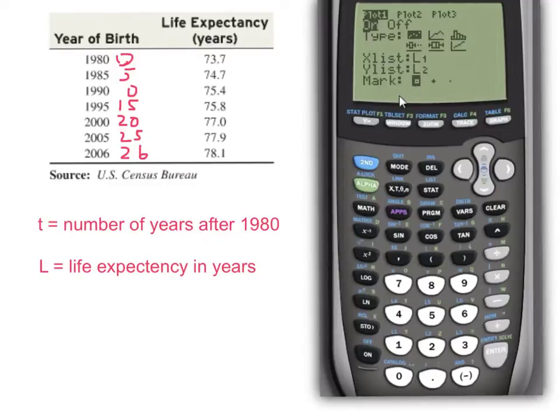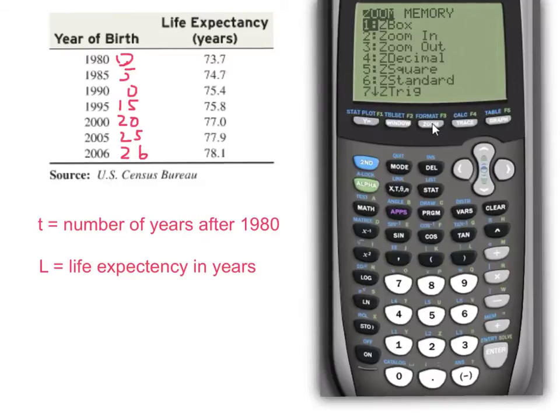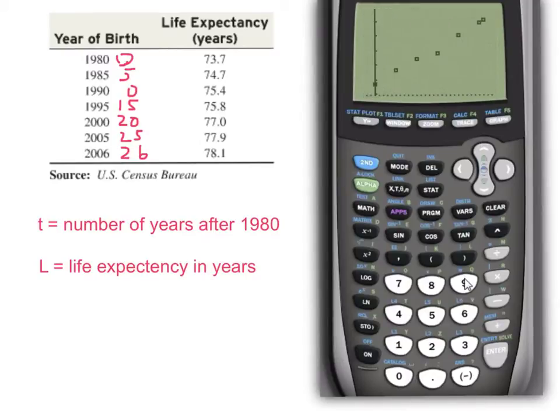And then once you've got that all set up, you do zoom. And it's going to be number 9, which if you scroll down your list, you'll see zoom 9 is a zoom stat. This will automatically make the picture come out looking nice. So it's option number 9, which you can either just hit the 9 key or highlight it first and then hit enter, either way. And then you'll see the scatter plot comes up on the screen.